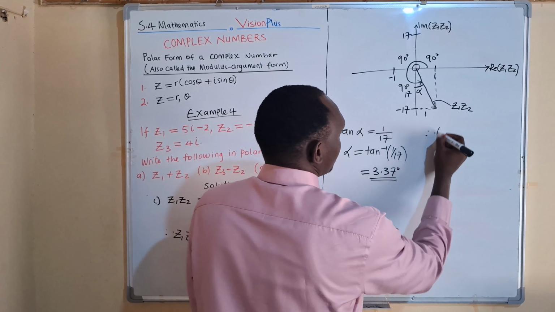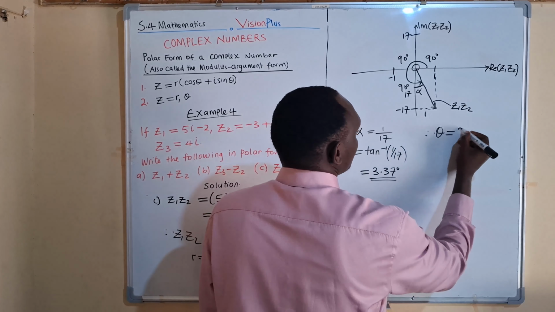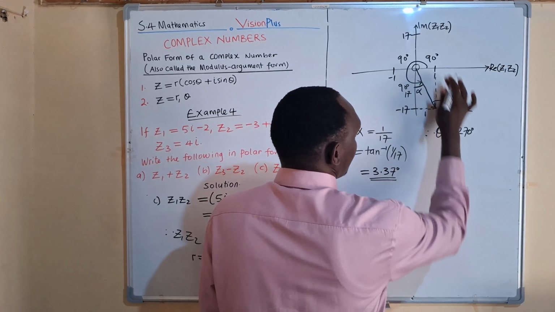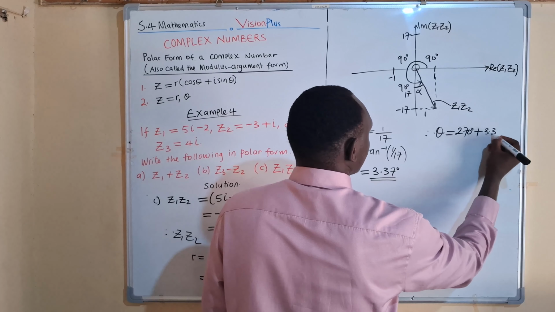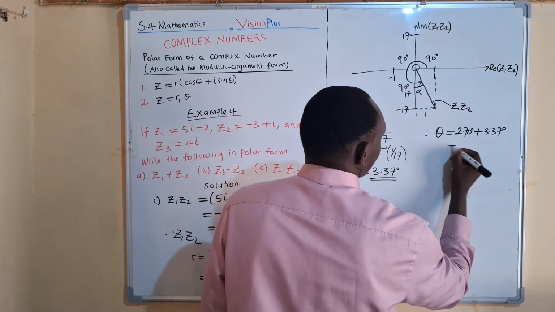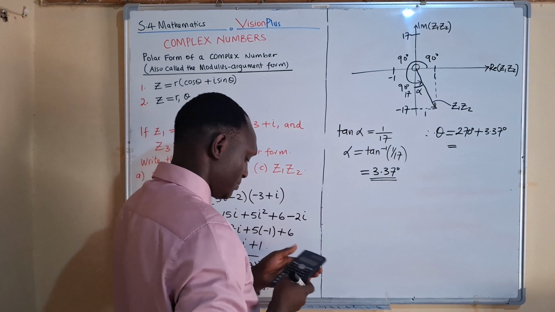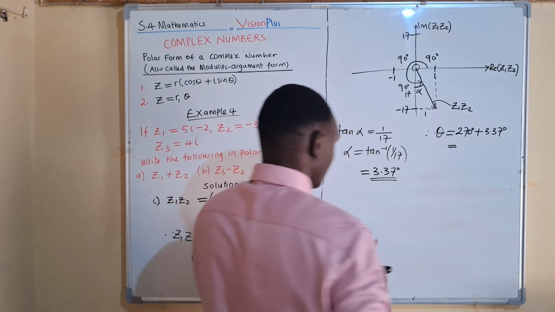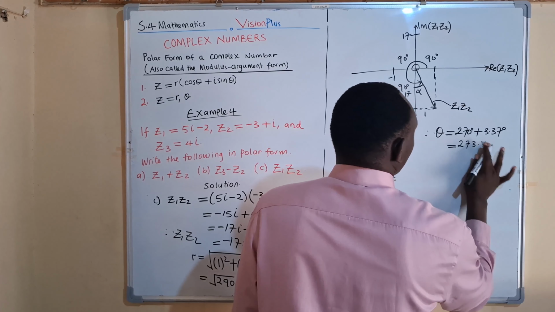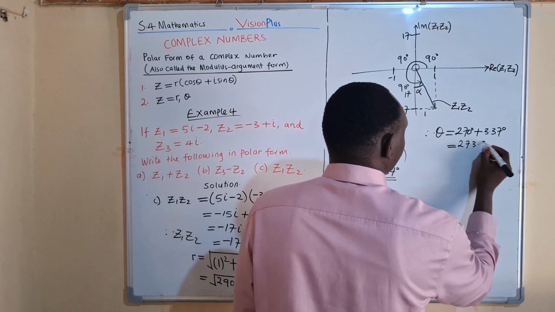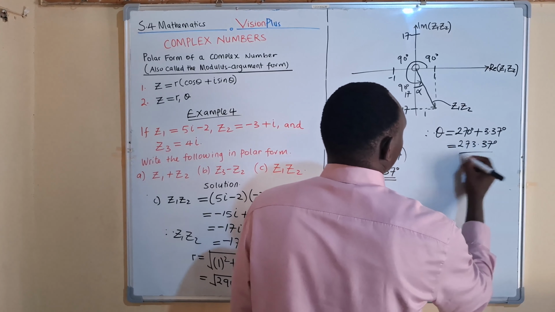Now to find the argument. So therefore the argument becomes 270 plus the small angle 3.37 degrees. And then you press the equal sign on the calculator, plus 270, 273.37. This is the argument.